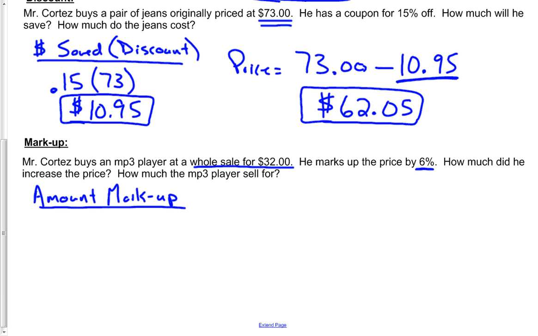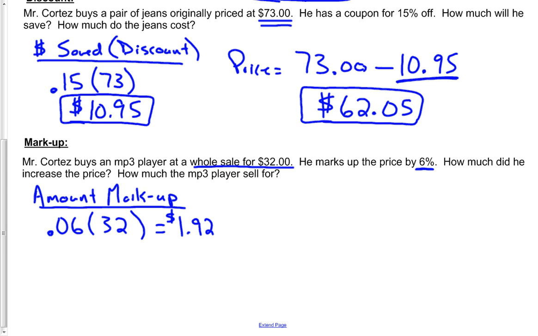is found the same way you find the amount of discount or the amount of commission, or if you get a sales tax problem, the amount of sales tax. Again, you take that rate, 6%, divided by 100, which is 0.06, and you multiply that by $32. So 0.06 times 32 gives you 1.92. So that's $1.92, the answer to the first question. He's going to increase the price by $1.92.